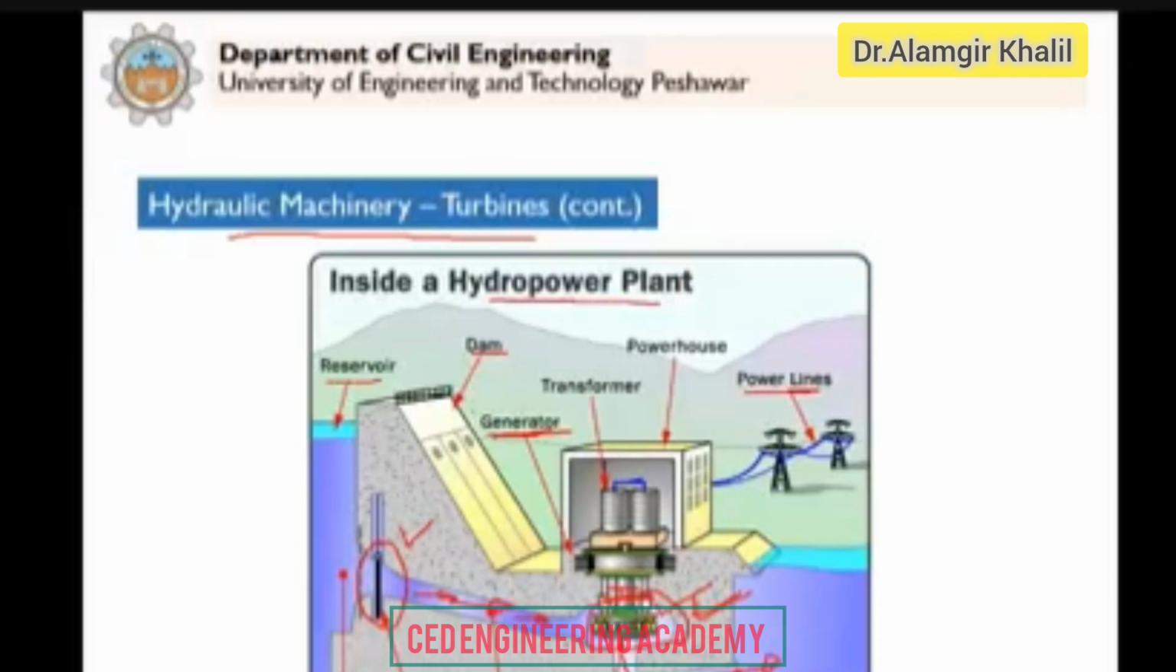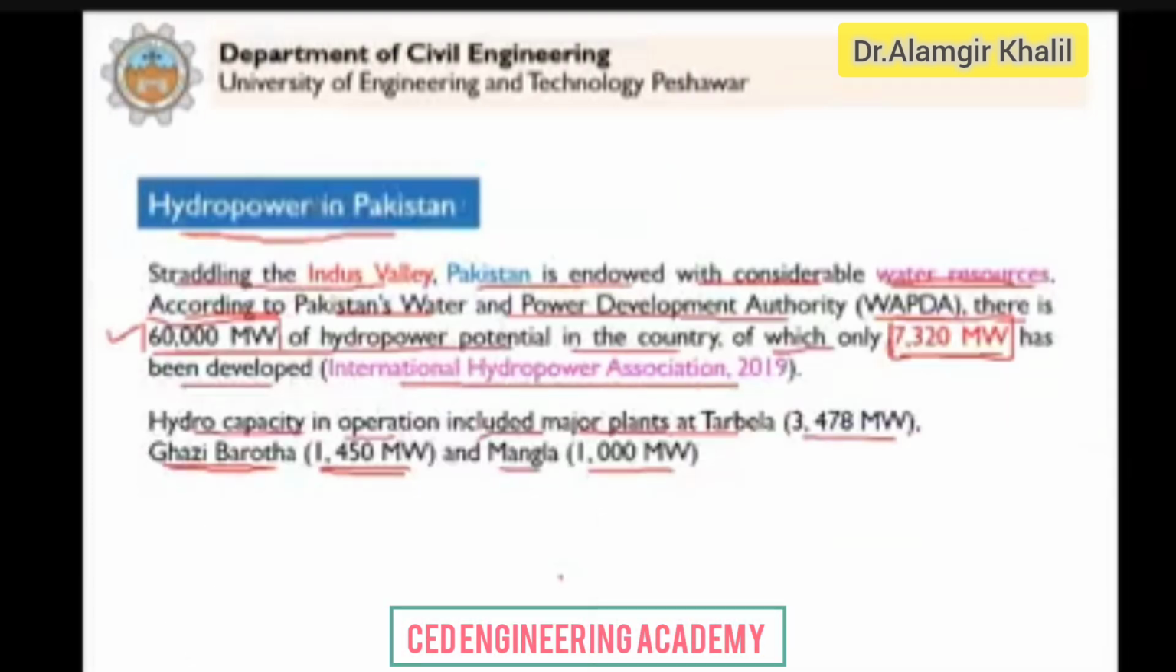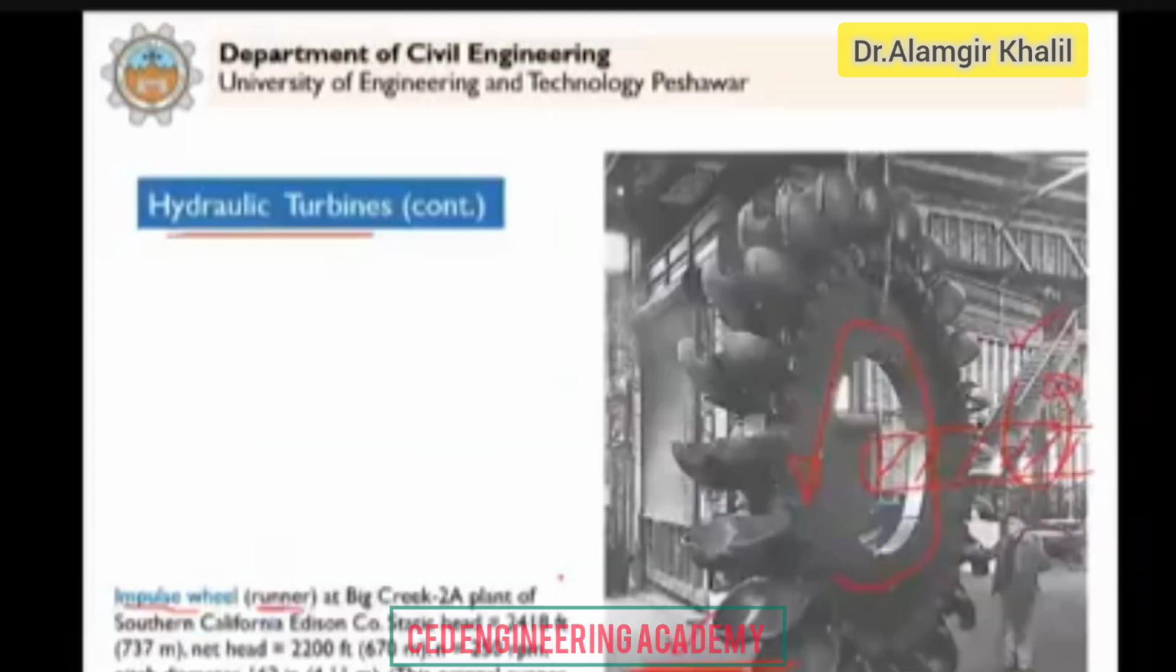What different arrangements we provide to control the speed of the turbine in case the load on the turbine drops. So in case of reaction turbine, we provide these gates to control the flow of water to the turbine. But in case of impulse turbine, we do not have this arrangement.